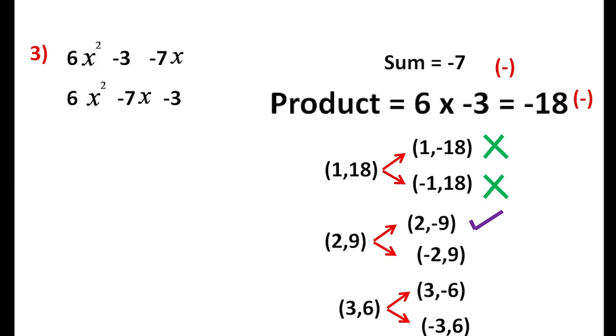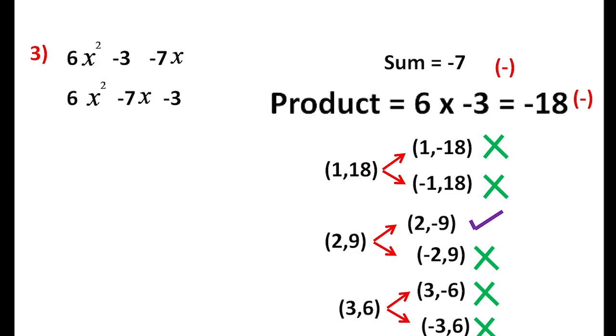So actually there is no need to check the remaining pairs, but anyway, since this is the first time we are studying this topic, that's why I am explaining. Minus 2 and 9: after adding we will get 7 only, our answer is minus 7, so that option is also wrong. Next, 3 and minus 6: there also after adding we will not get minus 7. Negative 3 and 6: in that pair also we will not get minus 7. So our correct option is 2 and minus 9.